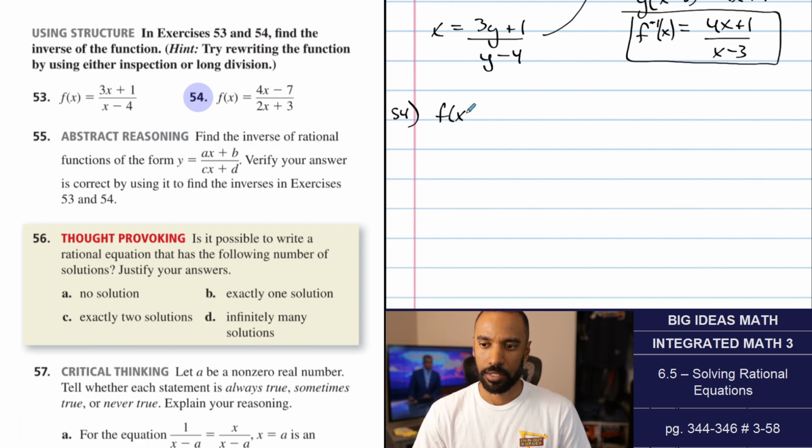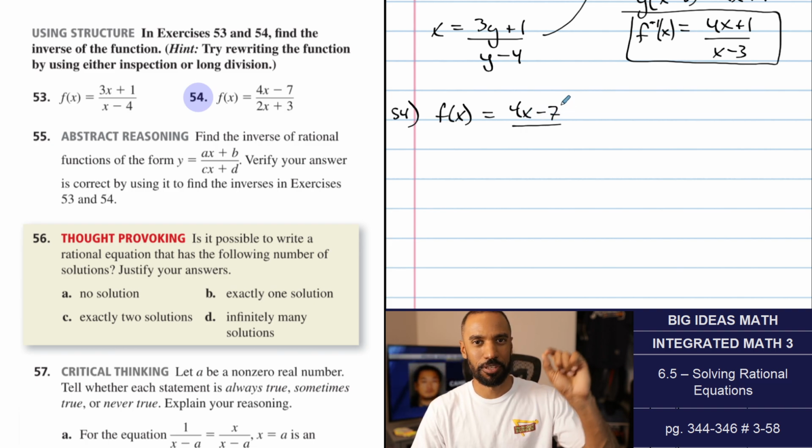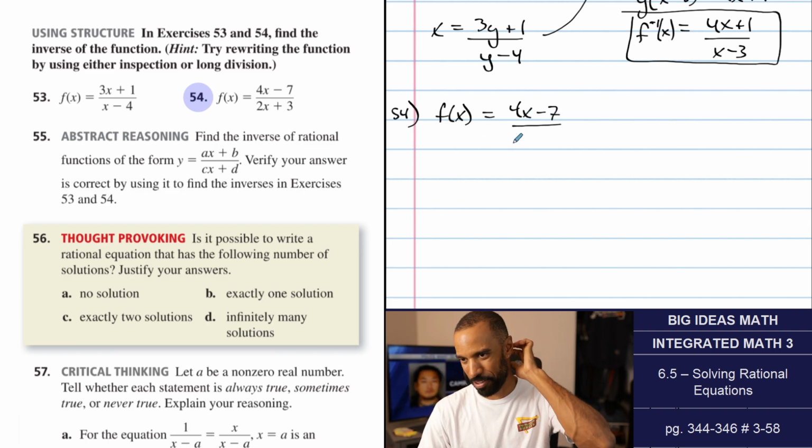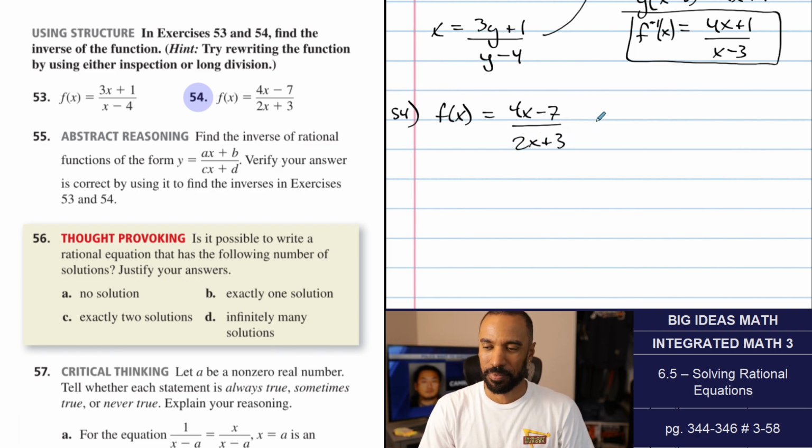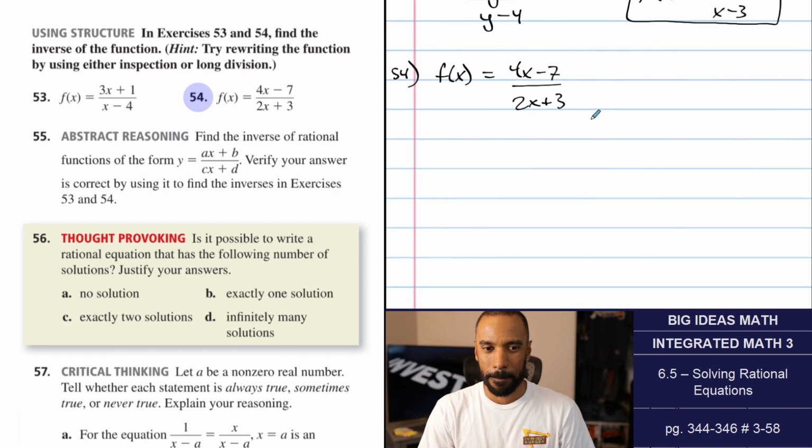We're doing them again. 4x minus 7. I wonder how I'm going to write these in the timestamps, if I write them 53, 54, 55, 53, 54. 2x plus 3. All right, that's the problem.